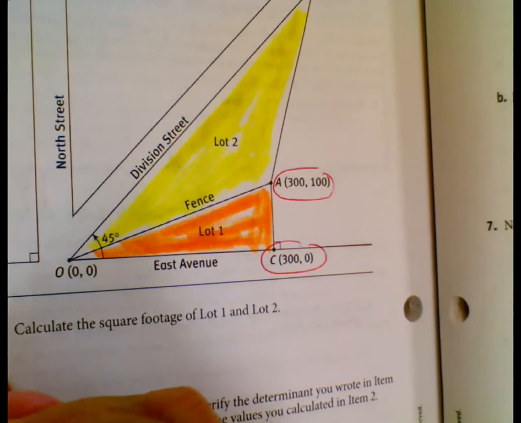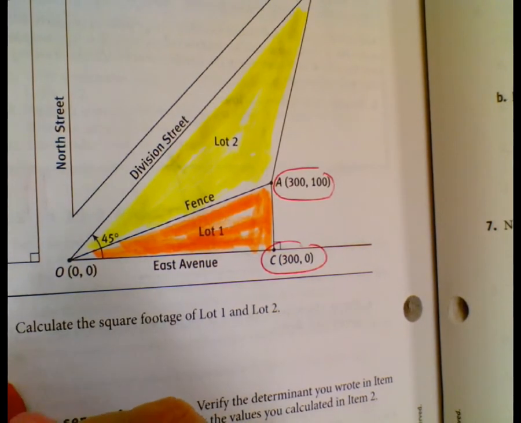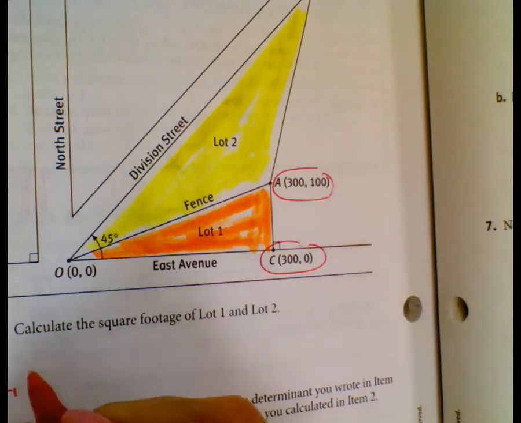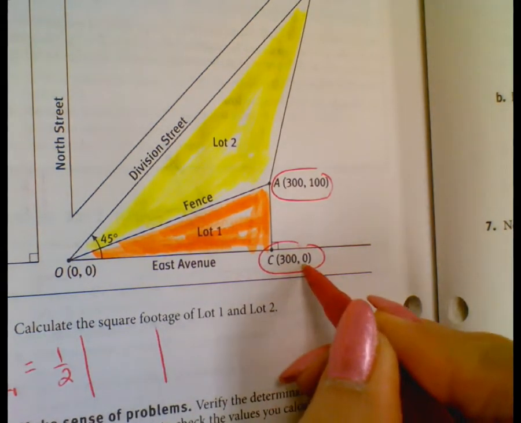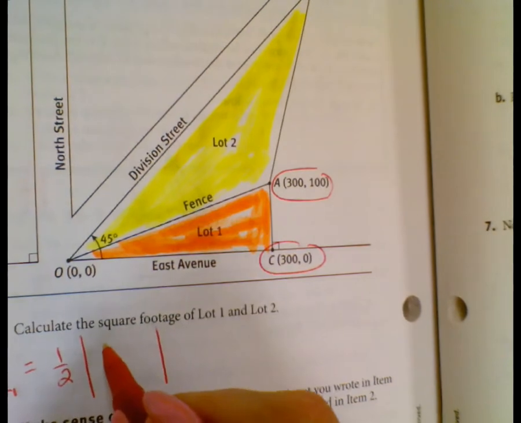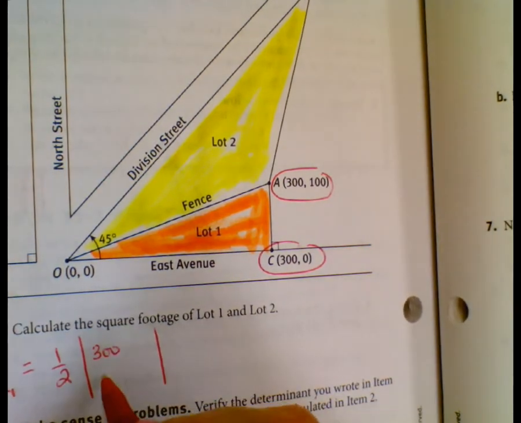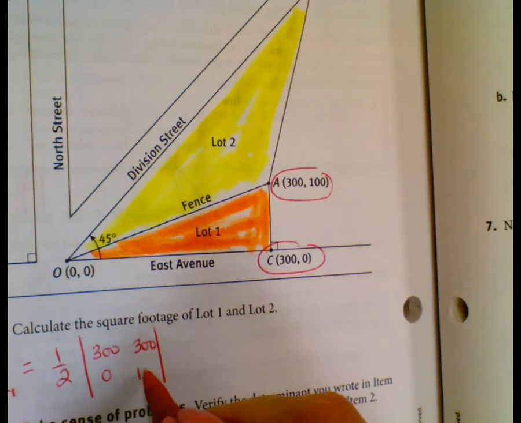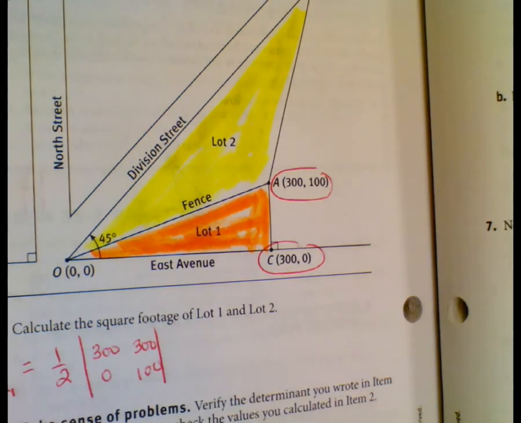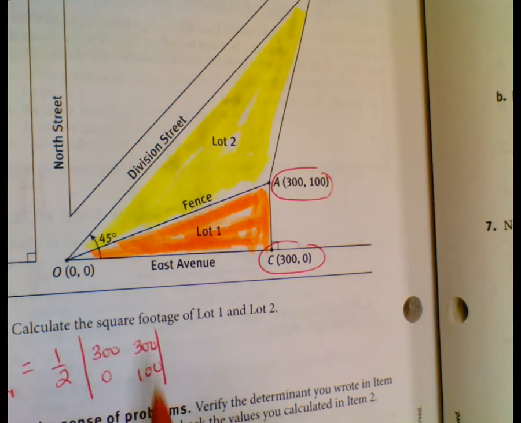So for lot 1, the area of lot 1 is equal to 1/2. We're going to go with C here: 300, 0, and then point A is 300, 100. Depending on which way you write these ordered pairs, you might get a negative, but that's okay because we're going to take a positive value no matter what.